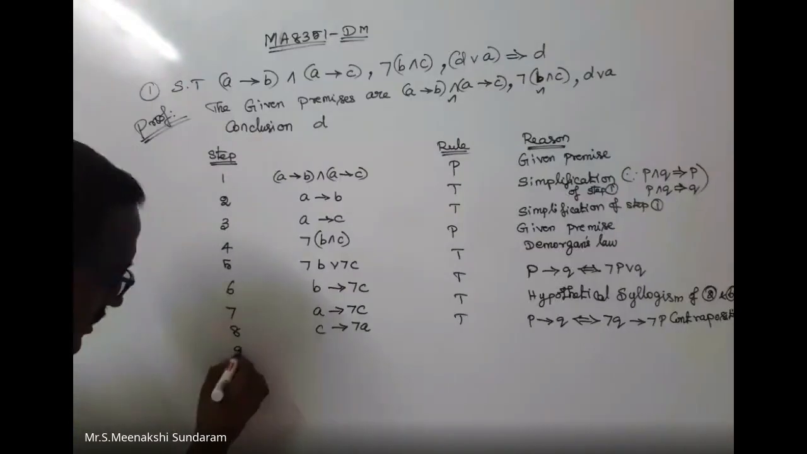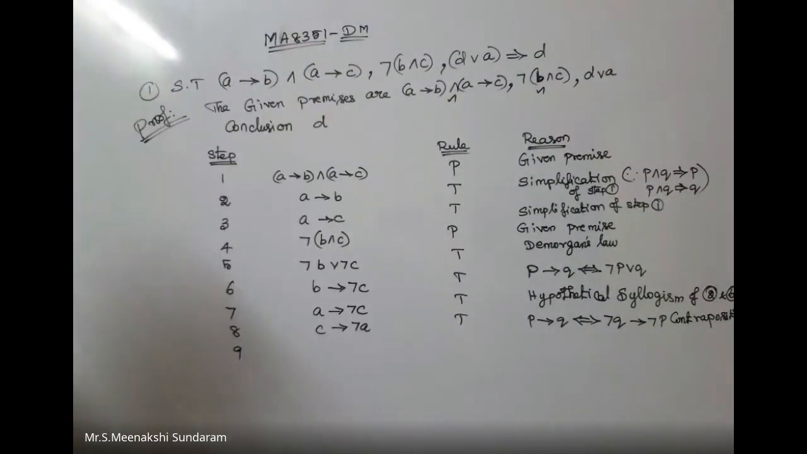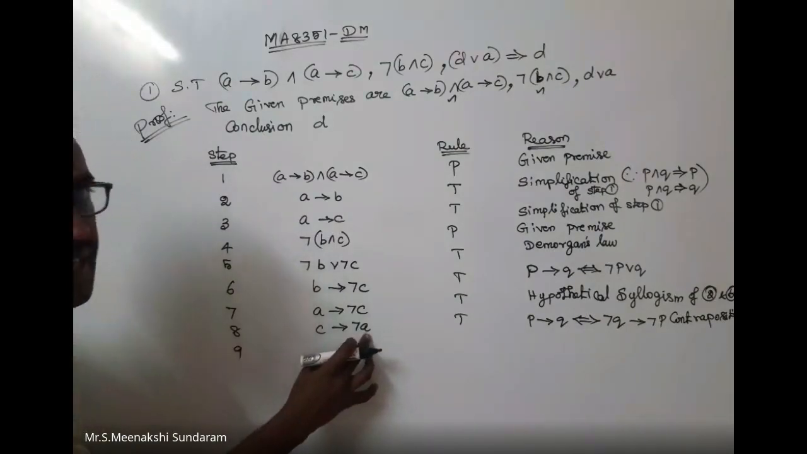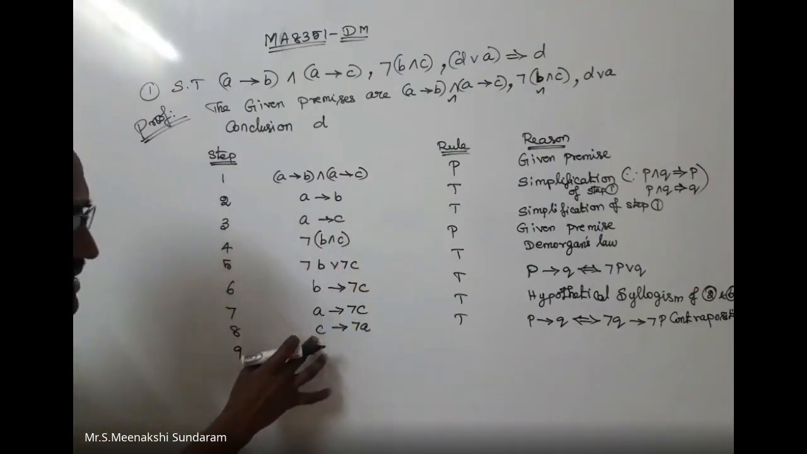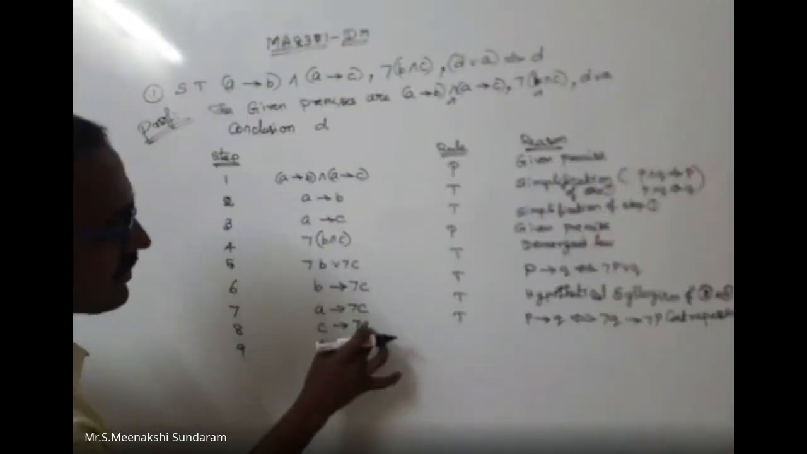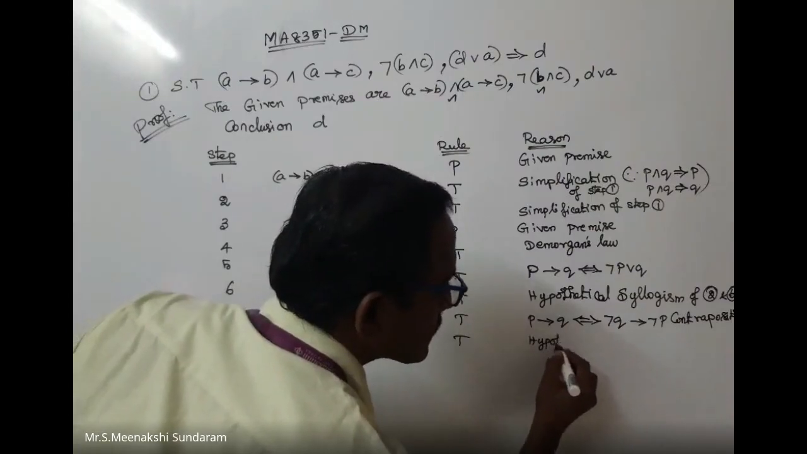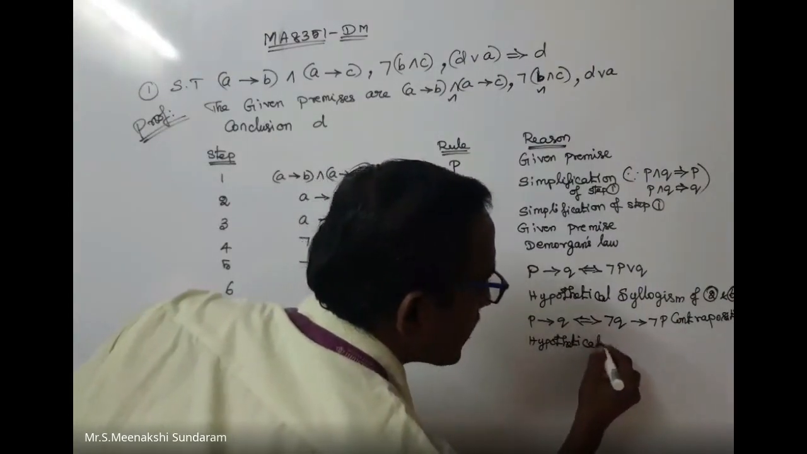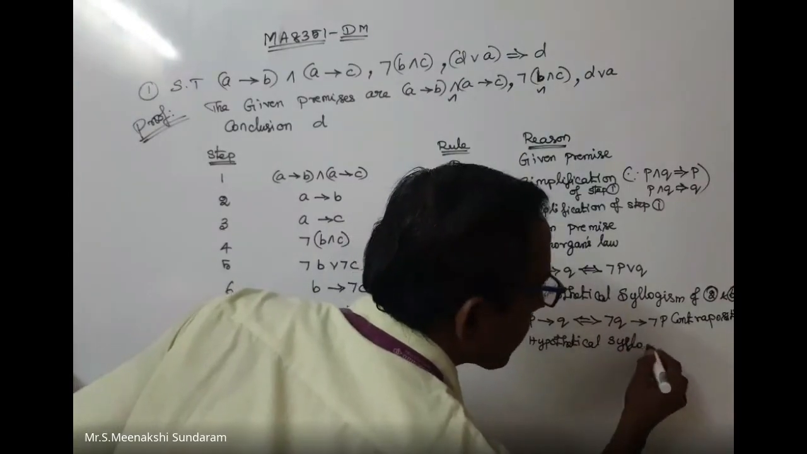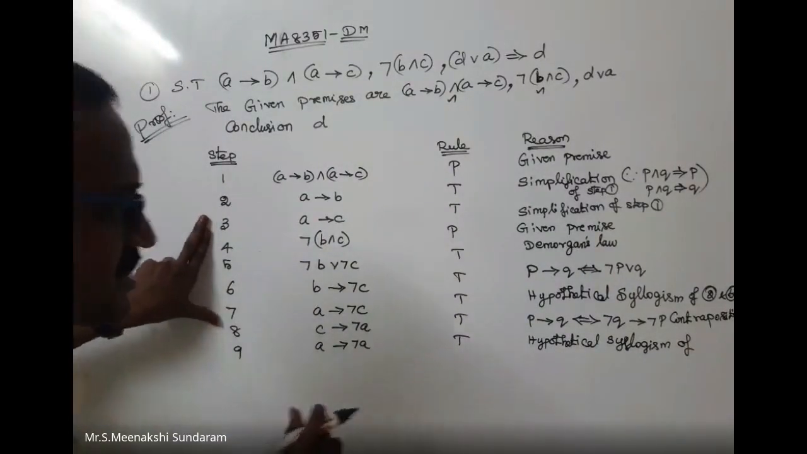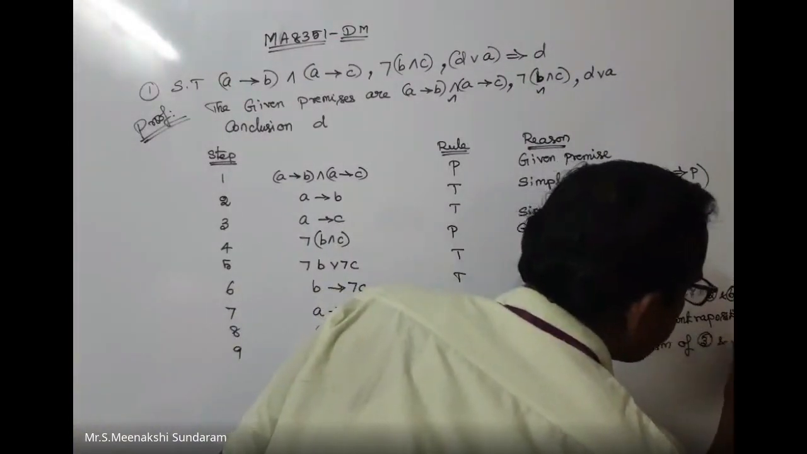Ninth step. Any other step I didn't use here. A to C, C to A. Now what can you write? A to C, C to A. A to negation A. The same hypothetical syllogism, of the third step and eighth step.